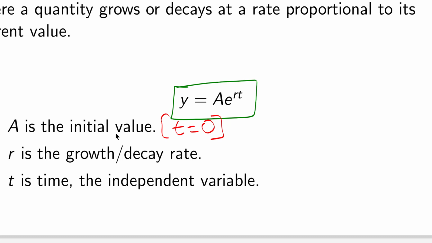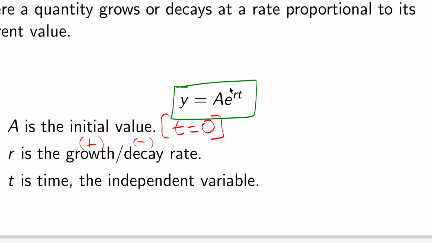Then you can see this r is in the power. r is the growth rate or the decay rate. It'll be positive if it's a growth rate. It'll be negative if it's a decay rate. And we'll examine all of these examples anyway. And then t is the time, the independent variable. That would be our input variable t for time and your output variable y for the value.